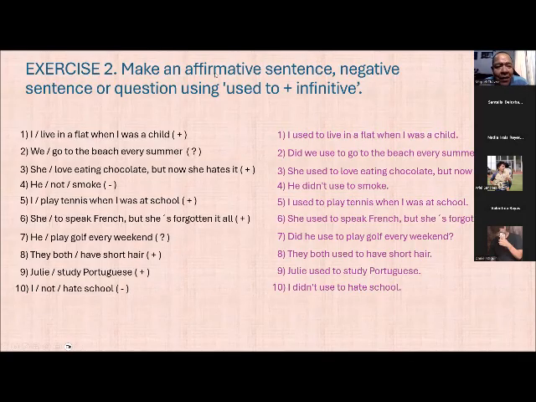Okay, remember, if we have negative or interrogative sentences, we use the auxiliary "did," but the verb "use" is going to be in the base form. And in affirmative sentences, we use "used" in past. It means with the D.